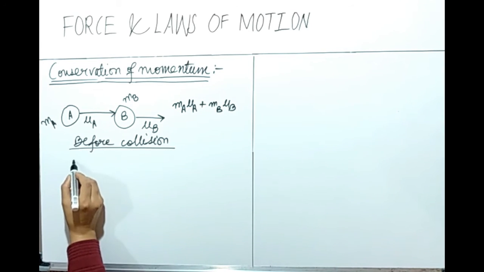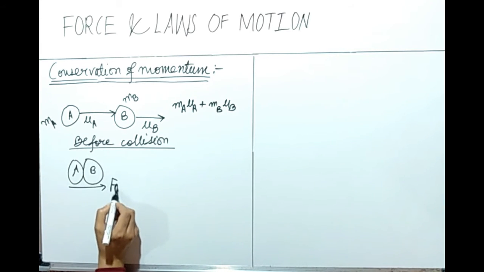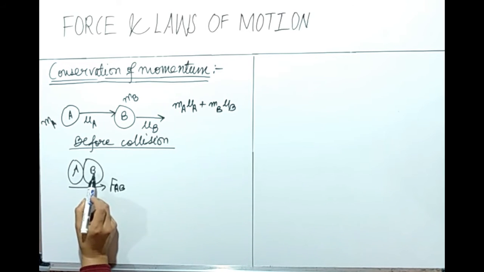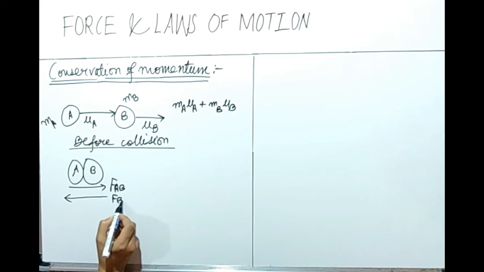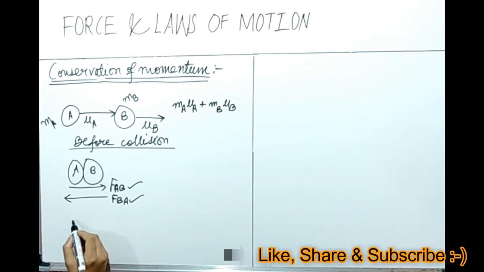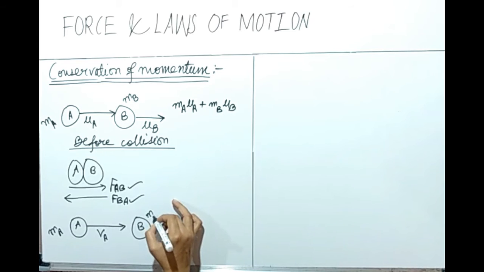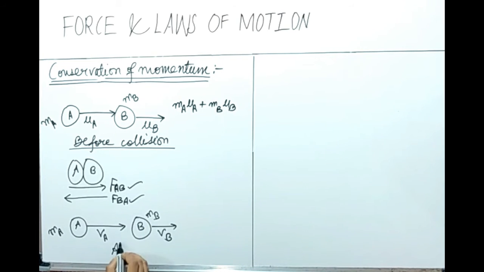And when these two balls collide with each other, FAB is the force applied by ball A on ball B, and in return FBA is the force applied by ball B on ball A. And now when the collision has occurred, ball A is moving with velocity VA, this is the final velocity, and ball B is moving with the final velocity VB. Mass is going to remain the same, MA and MB. This is the picture after collision.